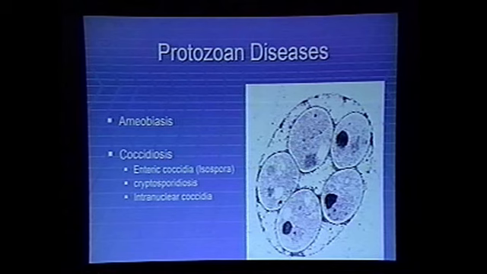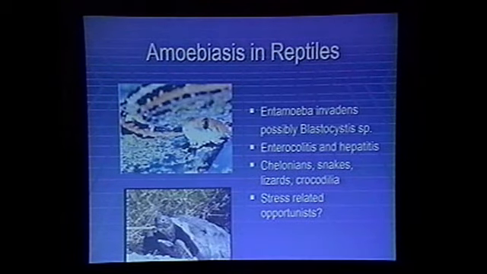Of the important protozoan diseases, amoebiasis and coccidiosis seem most prevalent. There are 3 forms of coccidiosis that are clinically significant, and these include enteric coccidia, cryptosporidiosis, and intranuclear coccidiosis of tortoises. Amoebiasis in reptiles is usually caused by Entamoeba invadans. Blastocystis species is also commonly detected in the feces of reptiles, but is of uncertain pathologic significance.